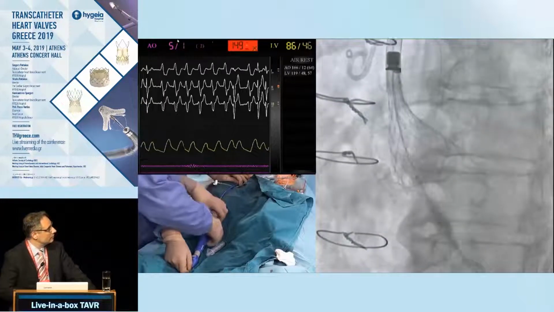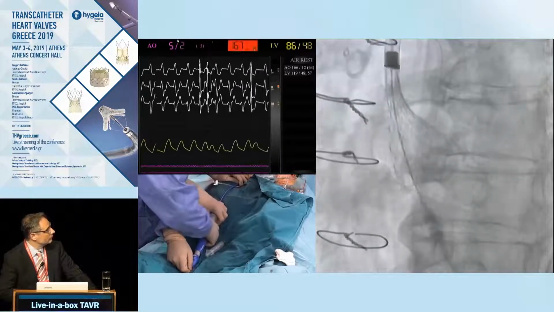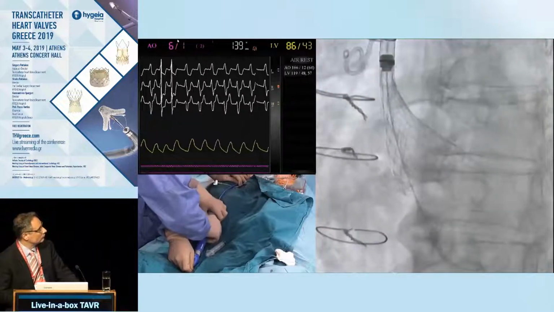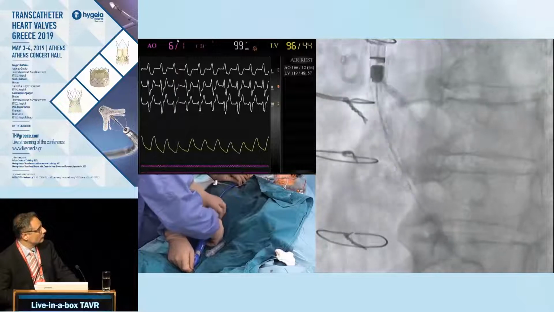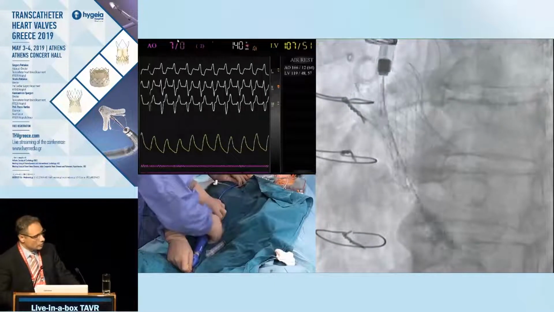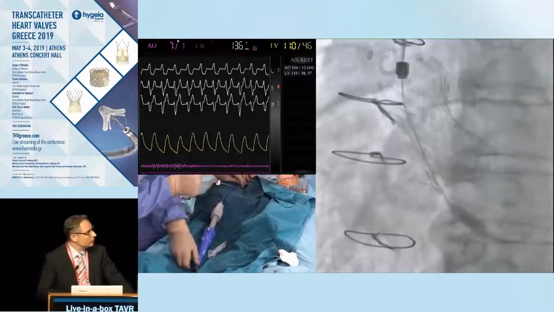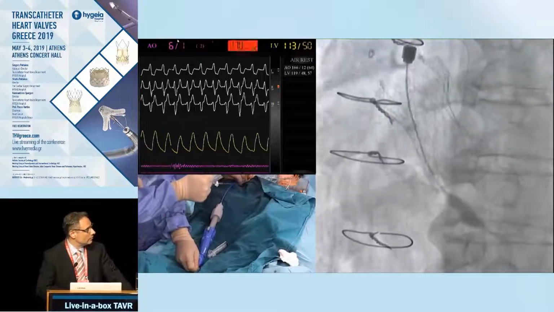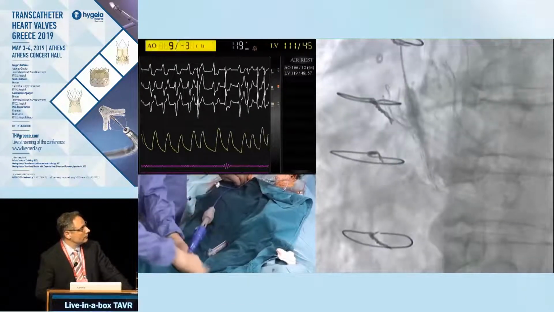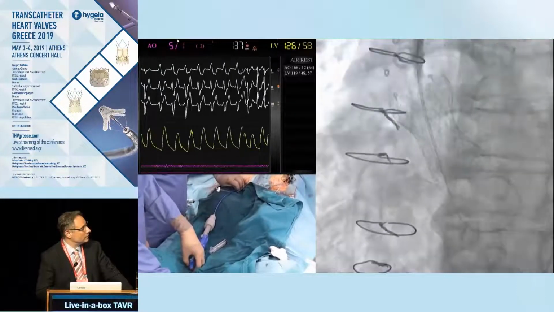When we do this step, we're trying to release the tension. And here is the final deployment. Always after the deployment of a valve, we check the hemodynamic behavior. We check echocardiographically the paravalvular leakage or any other complications that can occur. And by aortography also we check the existence of paravalvular leakage.